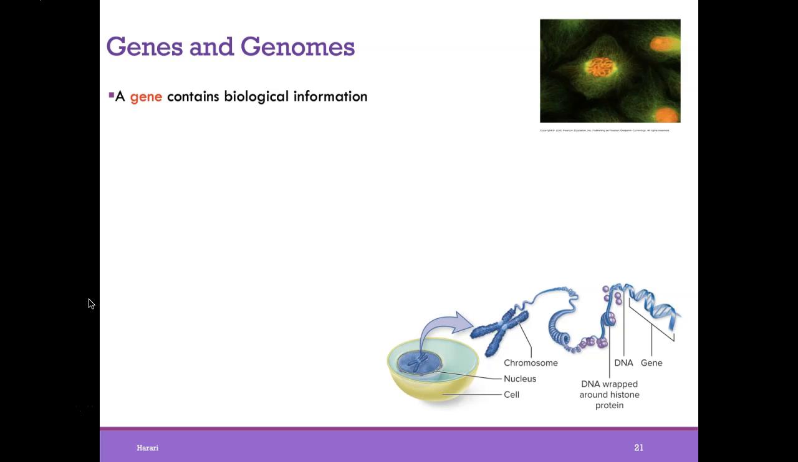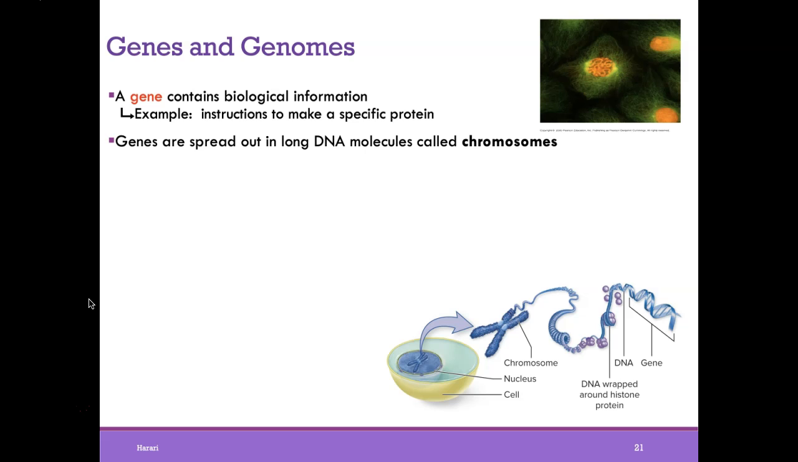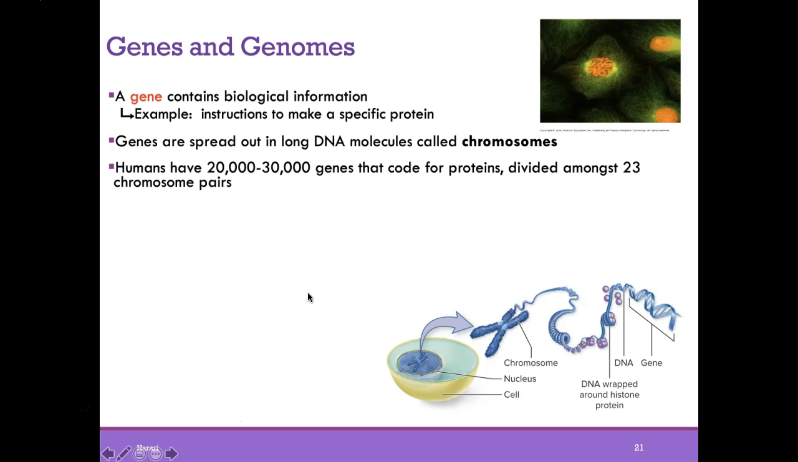Now let's discuss genes and genomes. So a gene is a sequence of DNA that contains biological information. Usually the biological information is instructions to make a protein. So a gene is usually a sequence of DNA molecules that encodes a specific protein or an RNA molecule. Genes are spread out in long DNA molecules called chromosomes. So we have 23 pairs of chromosomes. We got 23 chromosomes from mom, 23 chromosomes from dad, giving us 46.